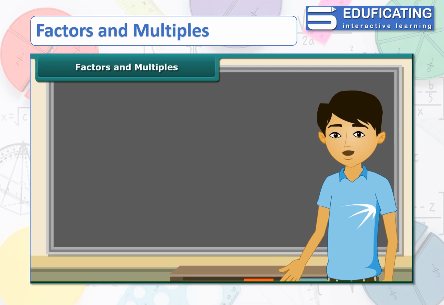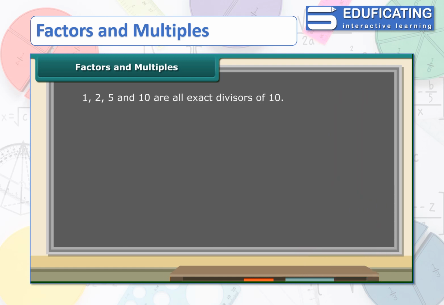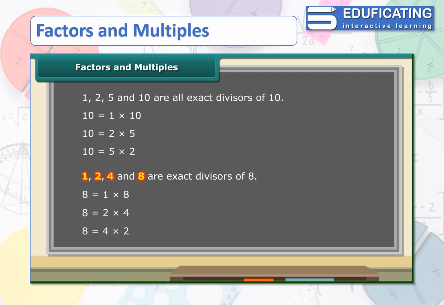A factor of a number is an exact divisor of that number. In other words, the factor of a number divides the number exactly. For example, numbers 1, 2, 5, and 10 are all exact divisors of 10. Therefore, 1, 2, 5, and 10 are factors of 10. Similarly, 1, 2, 4, and 8 are exact divisors of 8. Therefore, 1, 2, 4, and 8 are factors of 8.